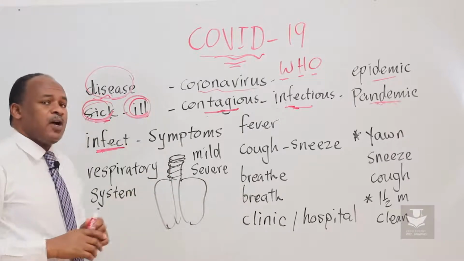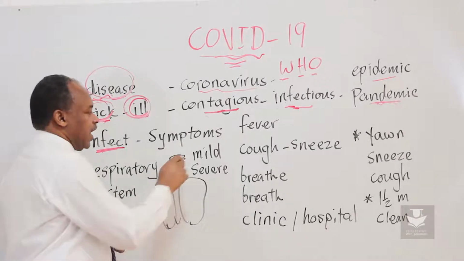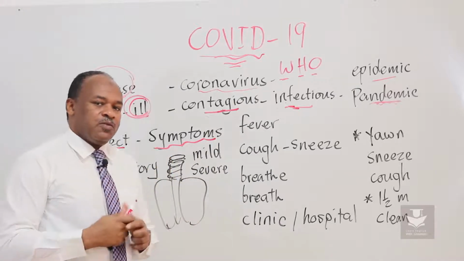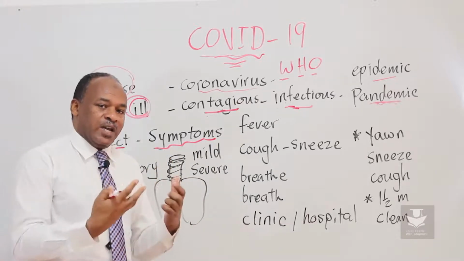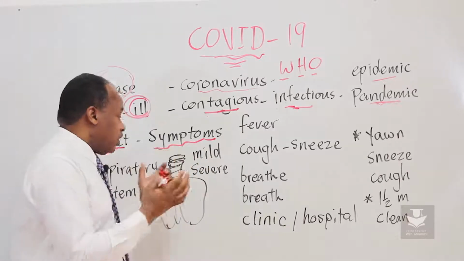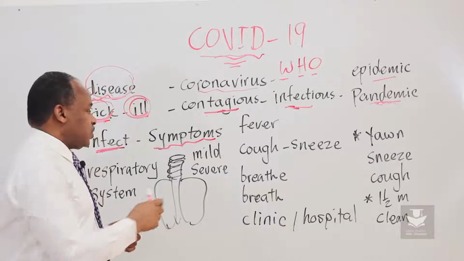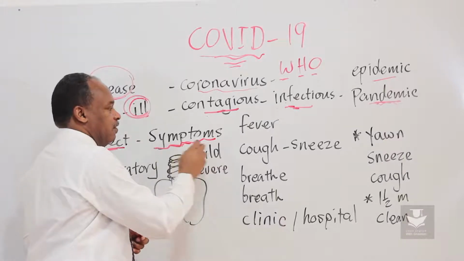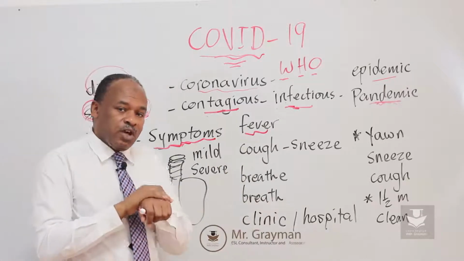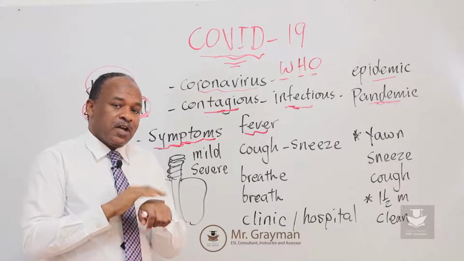So when we talk about coronavirus, we have some symptoms. What is the meaning of symptoms? Symptoms, the signs, things that you would feel or things that would appear on you. The symptoms could be fever. So what is fever? Fever, when your temperature becomes higher.